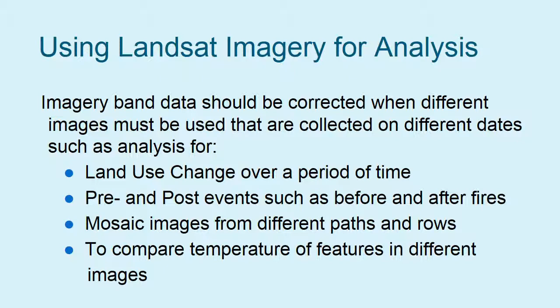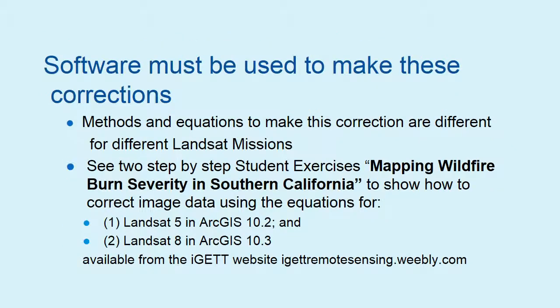These should be corrected. If you're going to mosaic different images together, you may be taking them from different passing rows that would probably be collected on different dates. They should be corrected. Also, if you're going to use the thermal bands and you want to compare temperatures of features in different images, you should correct to make sure that you're looking truly at solar irradiance and not some other factor. Software is used to make these corrections, and they're different for different Landsat missions.